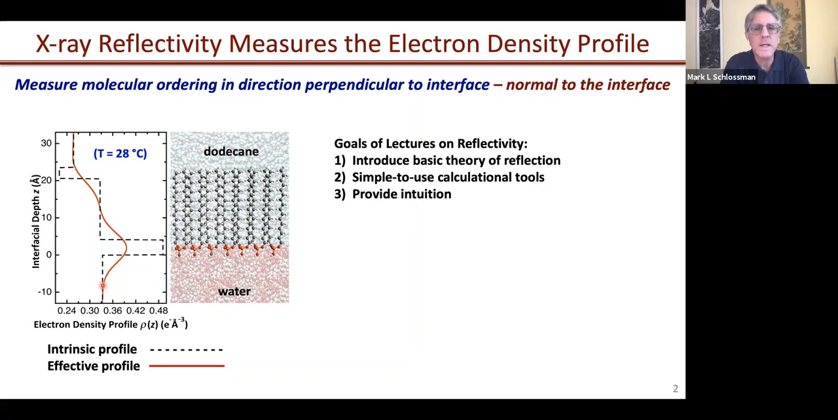And then finally, I will be spending a fair amount of time trying to provide you with some intuition about why a reflectivity curve, such as this red one on the left here, represents what's going on the right here. Well, actually, this is not the reflectivity curve. This is the electron density profile, but intuition about what the reflectivity curve will look like.